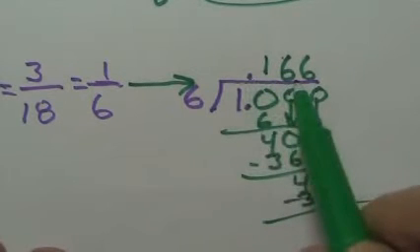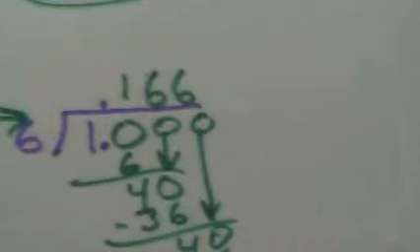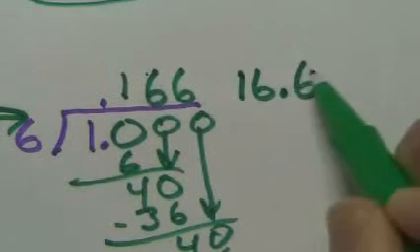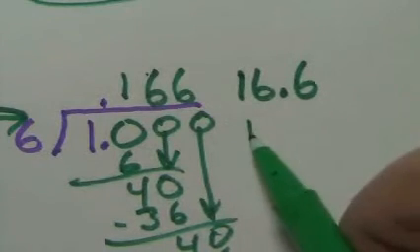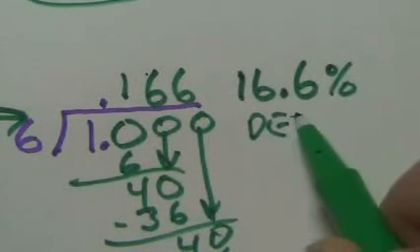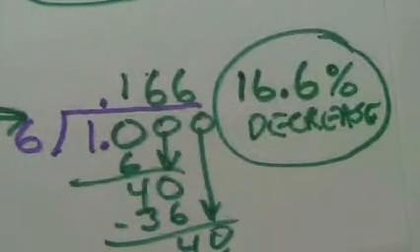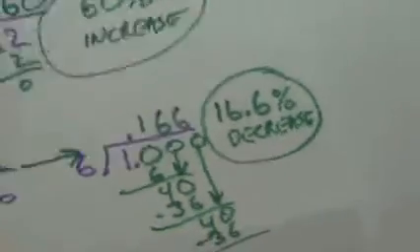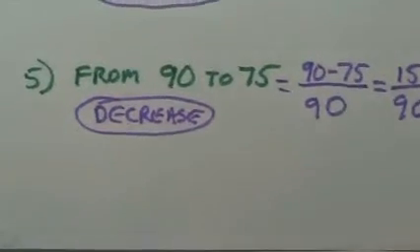I move the decimal over 2 spaces. And that's going to give me, oops, excuse me here. Make it a little larger for you. And that's going to give me, let's see, 16.6. And it keeps on going. You could round off to 16.7. And that, of course, is a decrease. That's percent. 16.6% decrease. So from 90 to 75 is a 16.6% decrease.